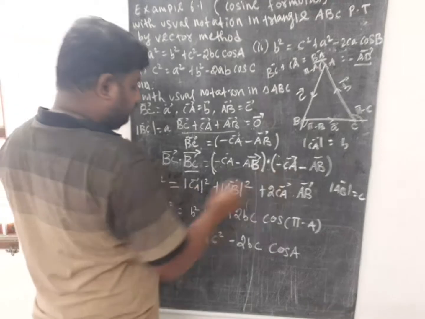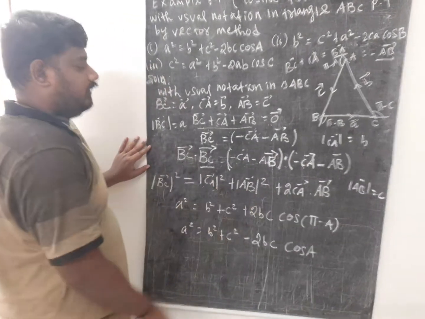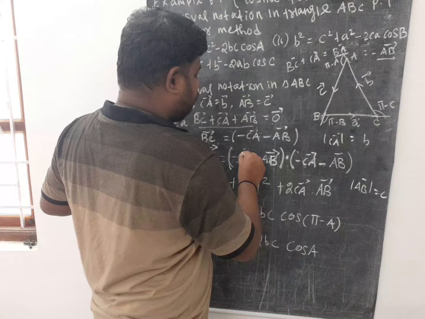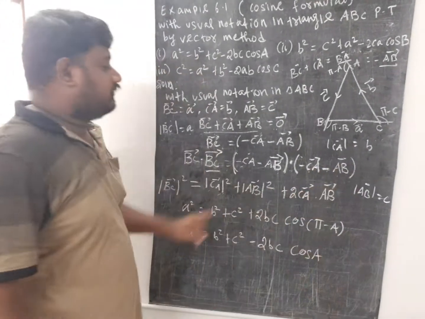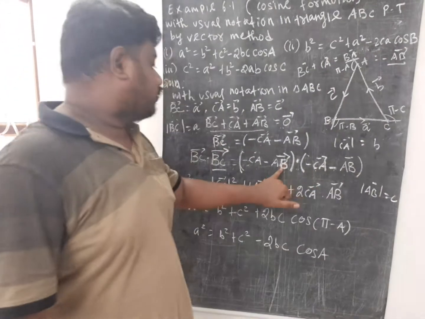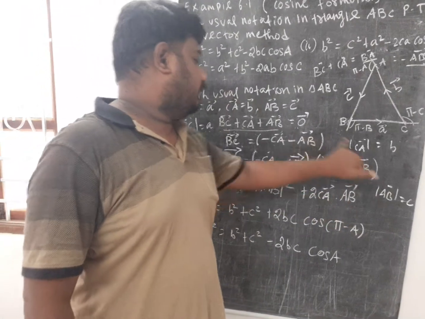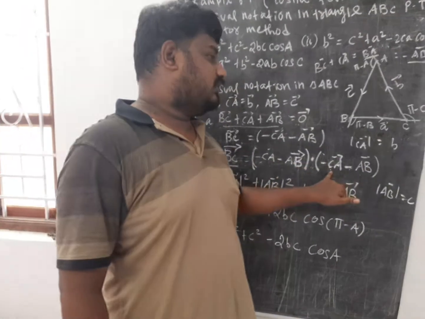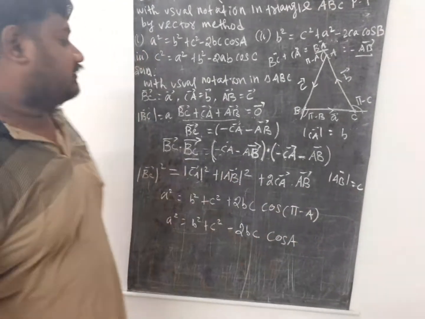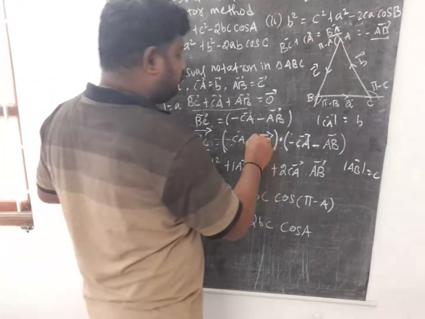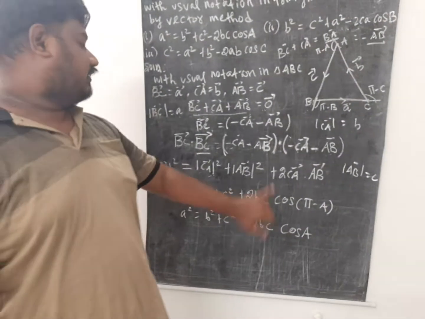Minus into minus is plus, so CA vector dot CA vector is equal to modulus of CA vector square. Then minus into minus plus gives CA vector dot AB vector, and also AB vector dot CA vector. So altogether 2 times CA vector dot AB vector. Then the last one, minus into minus plus AB vector dot AB vector, which we can write as modulus of AB vector square.